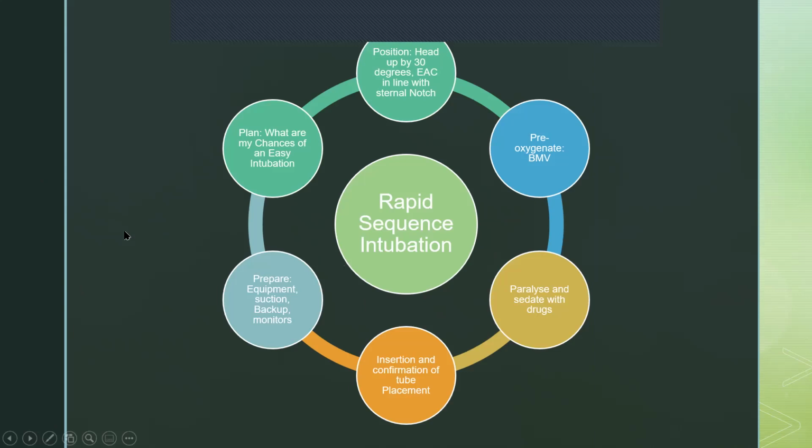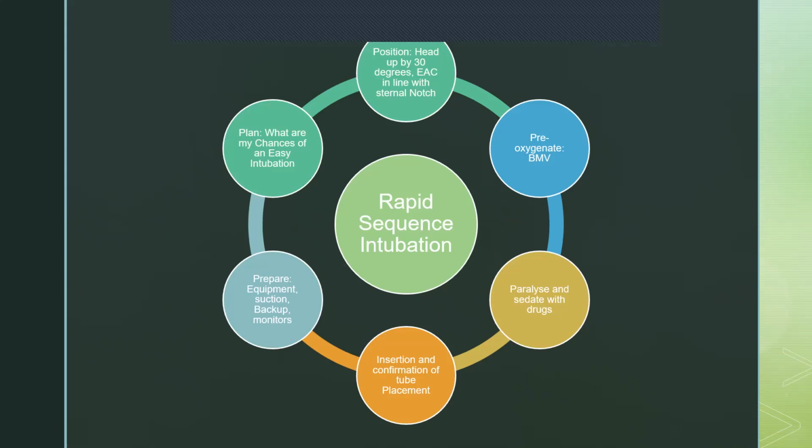So if you go to the first slide, it shows you what we have, so those of you behind can see. These are the tenets of rapid sequence intubation. So we plan, and we're going to go through each of these in a small way.